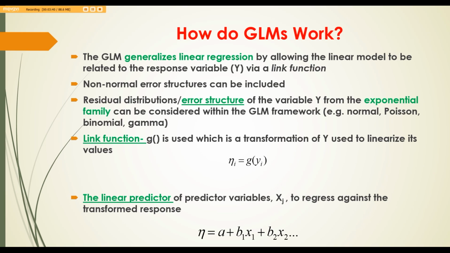So the error structure can be normal, Poisson, binomial, gamma. The link function, or g, is the transformation of y used to linearize its values, and then the linear predictors of variables x will be regressed against a transformed response like so. So this looks like a conventional linear regression model, but the only difference is that here we have a transformed response variable.